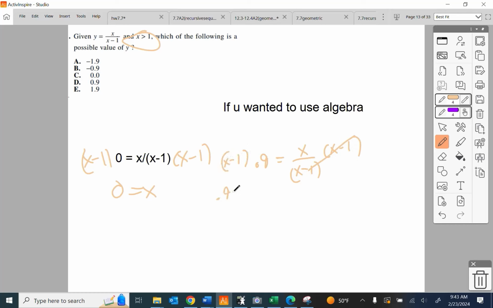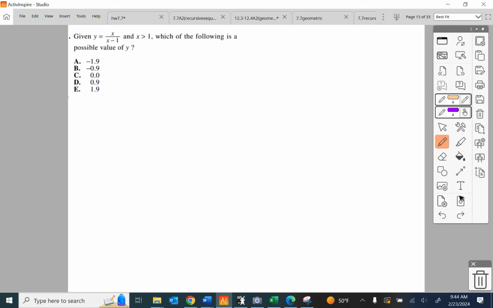You get 9/10 of x minus 9/10 equal to x. With x on one side, negative 9/10 is equal to 0.1x. You divide out the 0.1, and you get x equals negative 9, which is not possible. So here by elimination, we're probably down to the last one, but same idea.